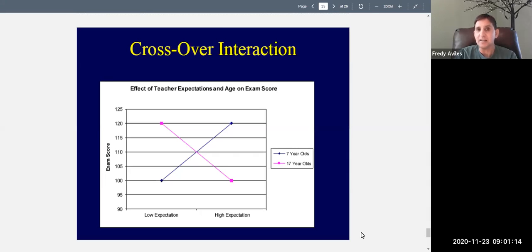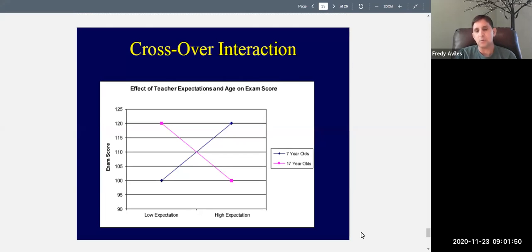This was a study, and you could see it labeled there, that looked at the effect of teacher expectations and age on exam score. You know how sometimes teachers think that you're smart, they care about you, and they expect you to do well. And sometimes they think you're dumb and they expect you to fail. How does that affect how you do on an exam? How does that affect your performance? And also age, whether you're young or older, how does that work?